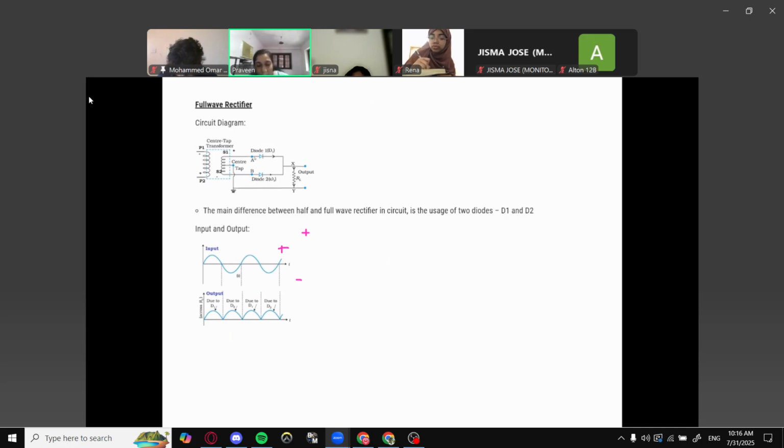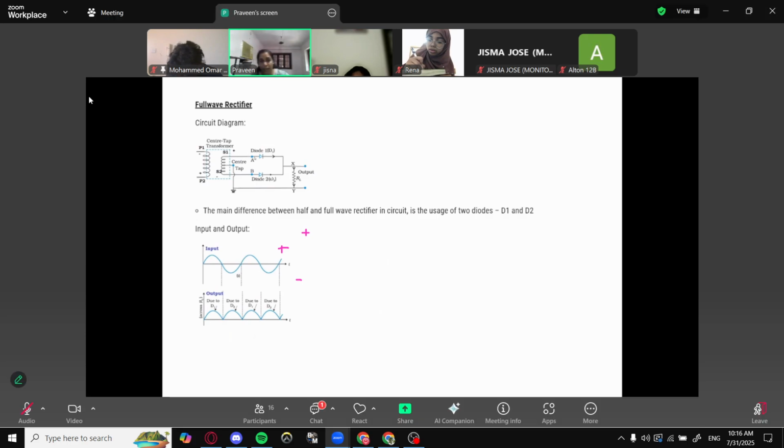You can see the output. See, RL is connected to Y and the Y is in turn connected to the center tap. That's it. Both are correct. Both ways you can draw. Draw the graph like that.